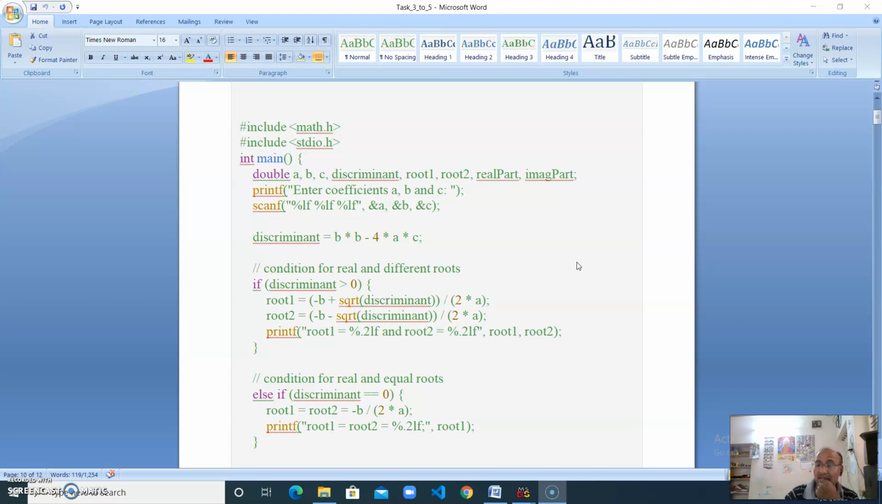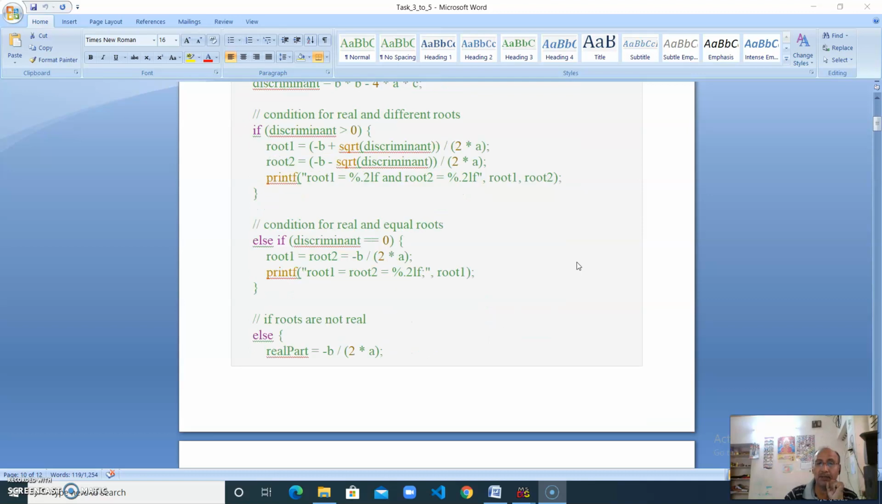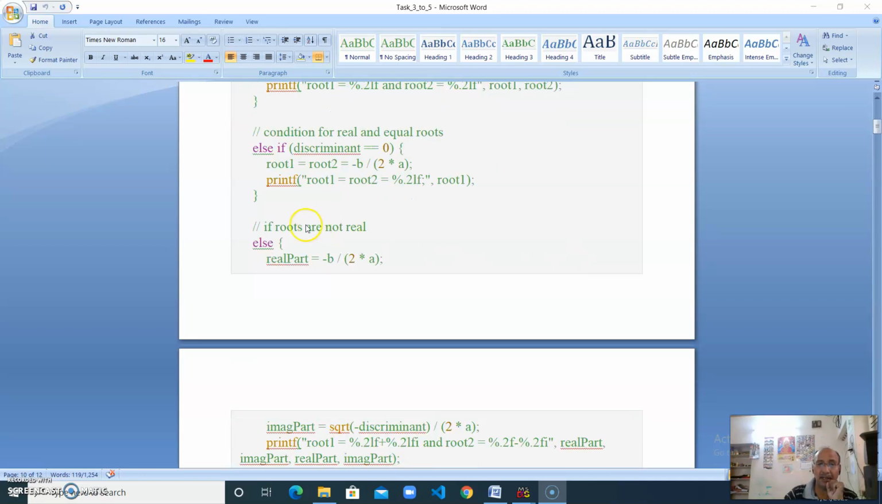If the discriminant is less than 0, then root 1 and root 2 will contain a real part and also an imaginary part. That is, complex numbers will come. Understood? This is the theory. I think we know that from mathematics.